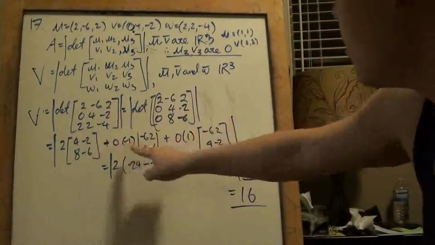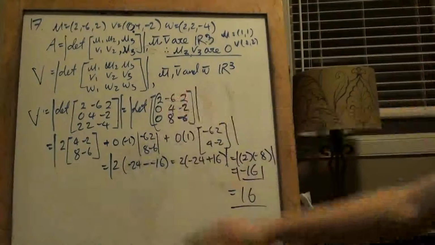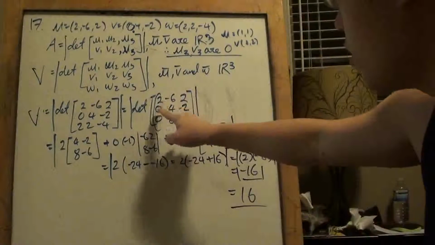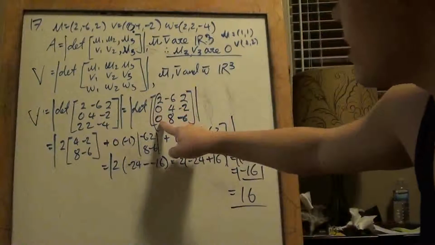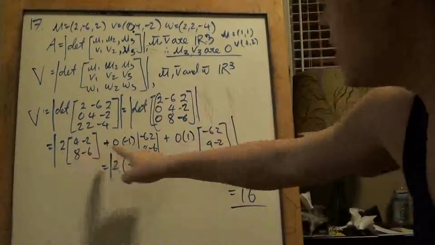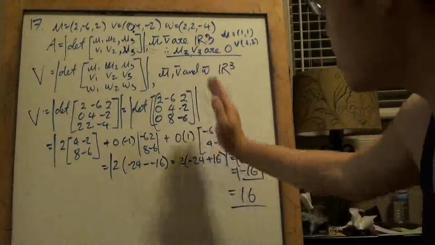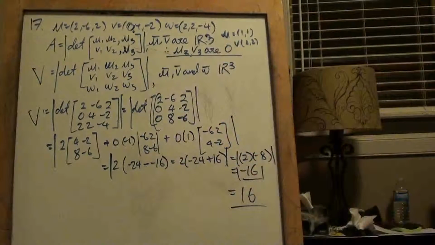Determinant, and we already know how to do the determinant. I just got rid of the third one, 0, 0, to make my life easier. That way, all I have to do is find this determinant, and the rest will be cancelled out by 0. So I got negative 16, but again, it's absolute value, so it's going to be 16. So that's all there is.